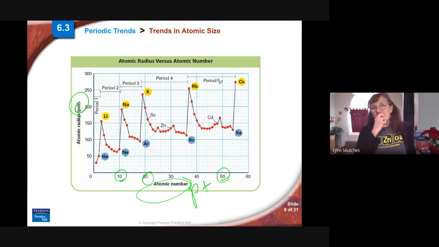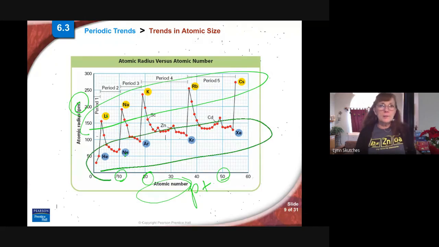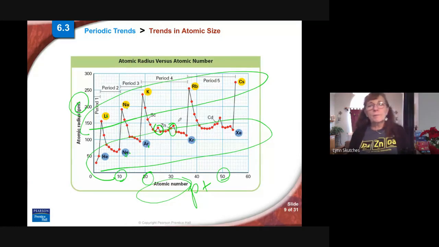Okay, and so there's something going on here. All the alkali metals are bigger than the noble gases. And as you go from alkali metal to noble gas, you get small. Potassium to noble gas, you get small. There's some weird stuff going on with the d electron, the orbital electrons. Look at that in a second.